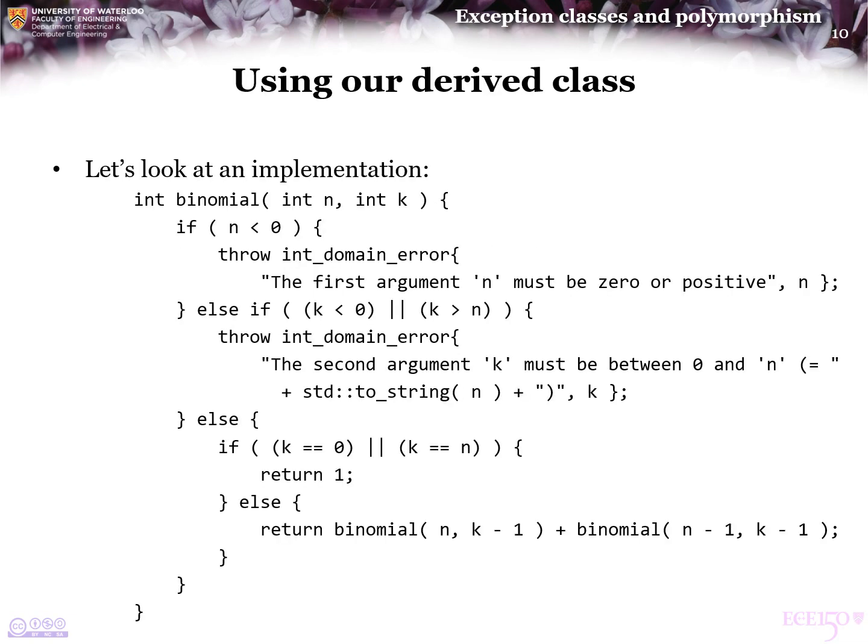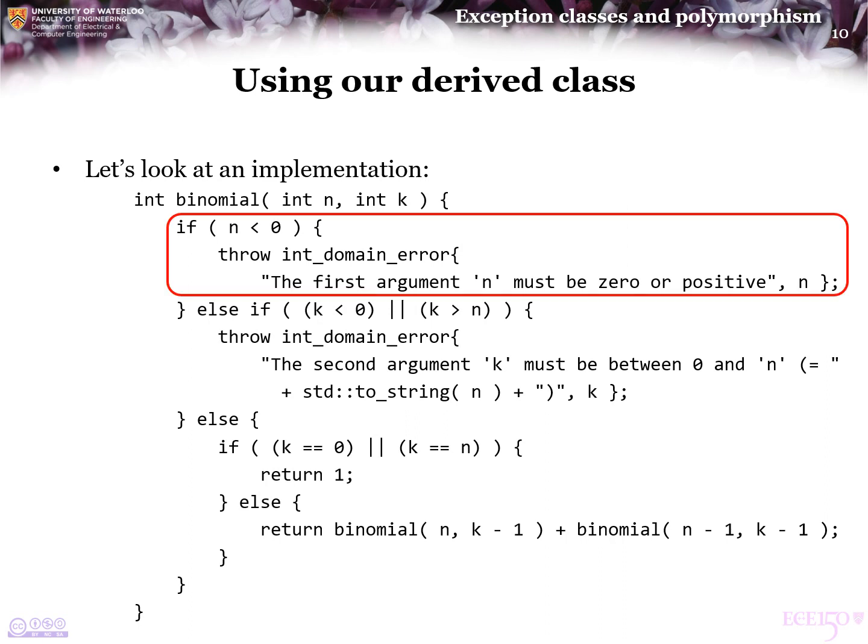Let's look at an implementation of a function that uses this exception class. For example, here we have a function to recursively calculate the binomial coefficients. If n is less than 0, we throw an int domain error, and it indicates that the first argument n must be 0 or positive. The second argument is the parameter that is at issue, which is n.